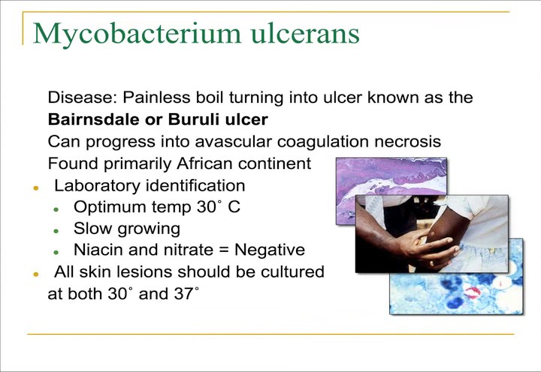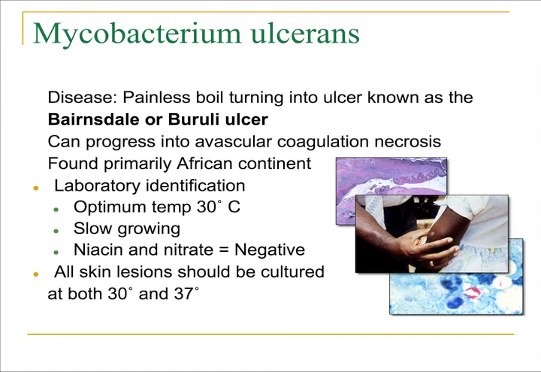On the next slide, we'll talk about Mycobacterium ulcerans. This disease, as shown in the picture, produces a painless boil which can turn into an ulcer known as the Bairnsdale or Buruli ulcer. It can progress into avascular coagulation necrosis. This unusual type of infection is primarily found on the African continent. If we're to do laboratory identification, the optimum temperature is 30 degrees centigrade. And of course, this is 7 degrees cooler than what we normally talk about growing Mycobacteria organisms. It is slow growing and is niacin and nitrate negative.